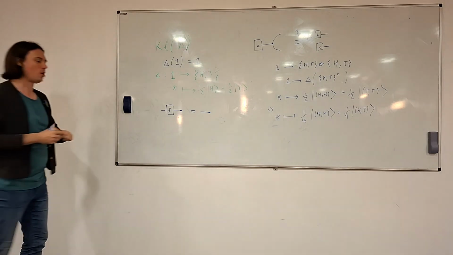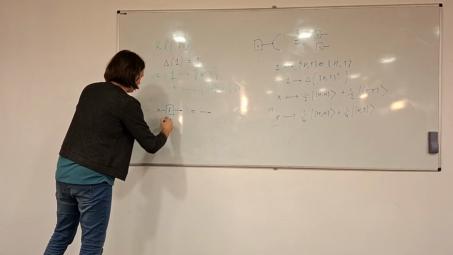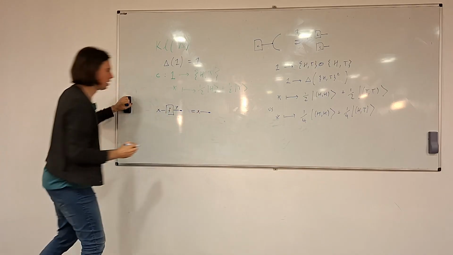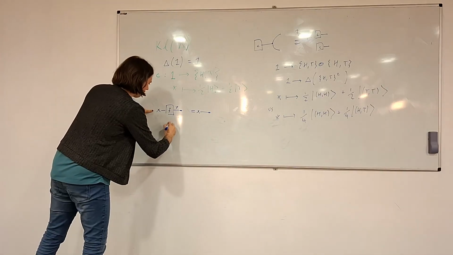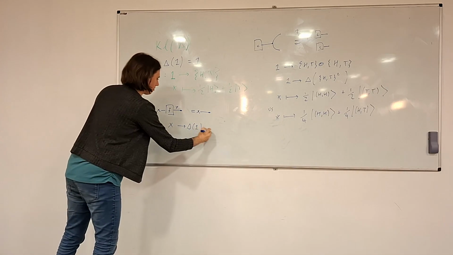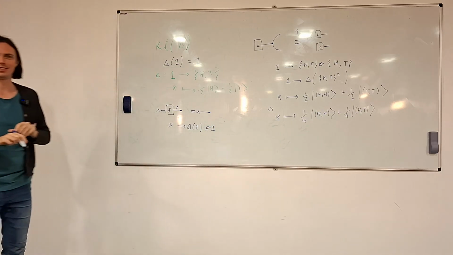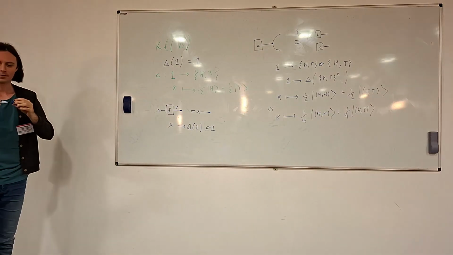So why is this true? These both denote some Kleisli morphism from x to 1. The delta of 1 is 1. So there is only one morphism from x to 1, no matter what x is.